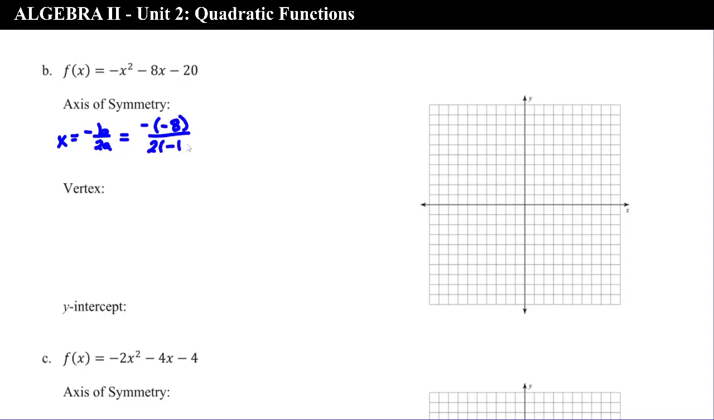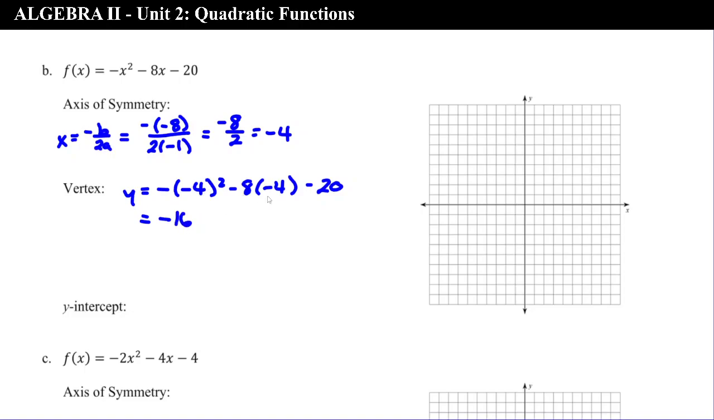A is negative 1. So we have negative 8 over 2, which is going to be negative 4. So we take that negative 4, plug it into our equation. So we have negative 4 squared minus 8 times negative 4 minus 20. Negative 4 squared is 16, but we have a minus out in front, so we got negative 16. Negative 8 times negative 4 gives us positive 32. And then we have a minus 20. And when you do all that math, you end up with negative 4. So our vertex is going to be at negative 4, negative 4.